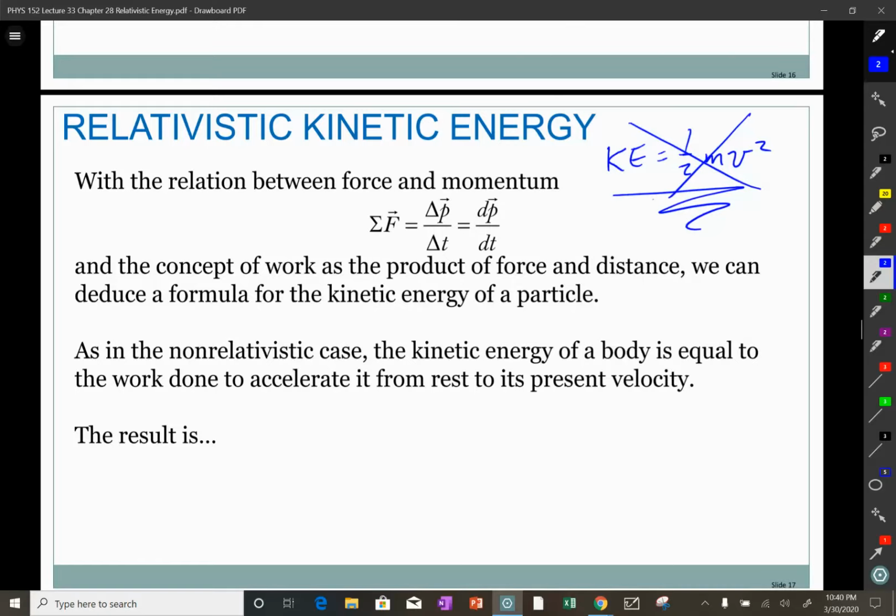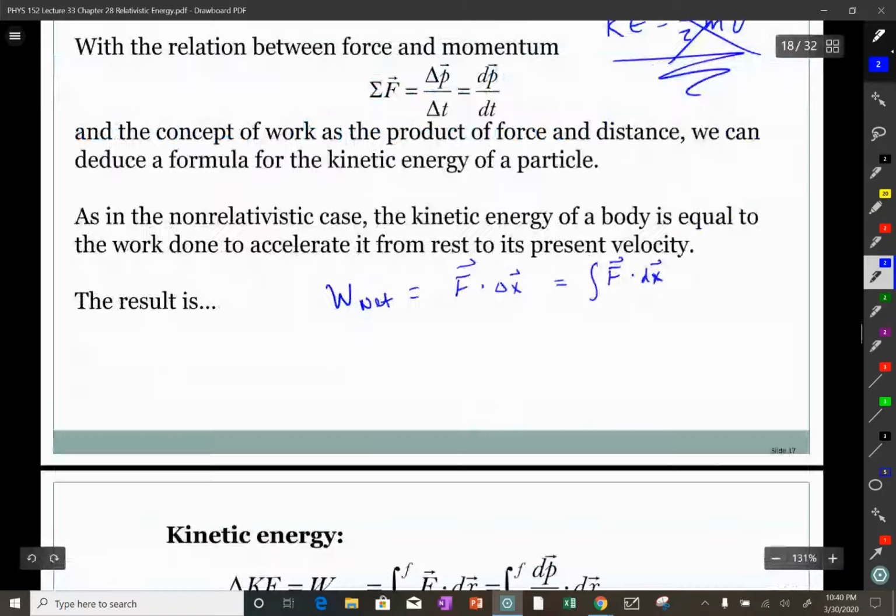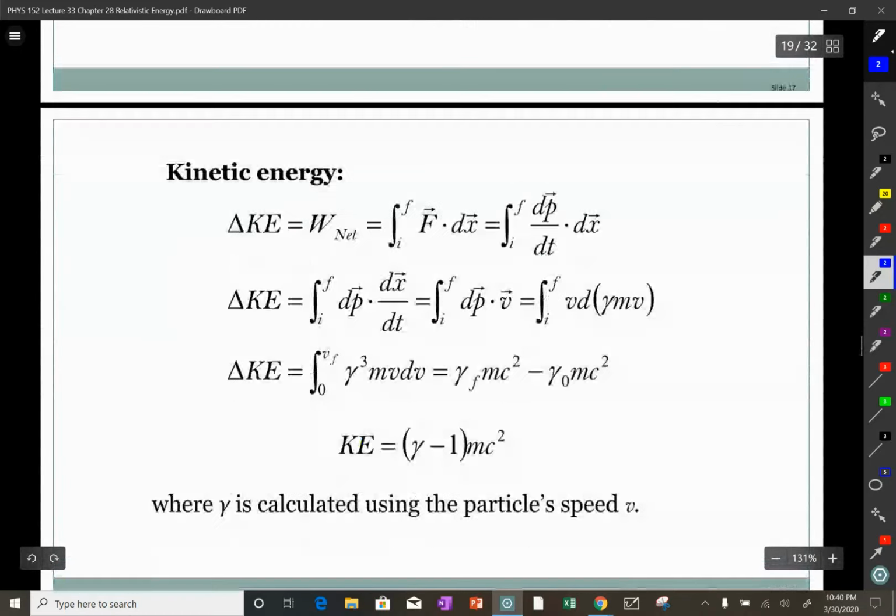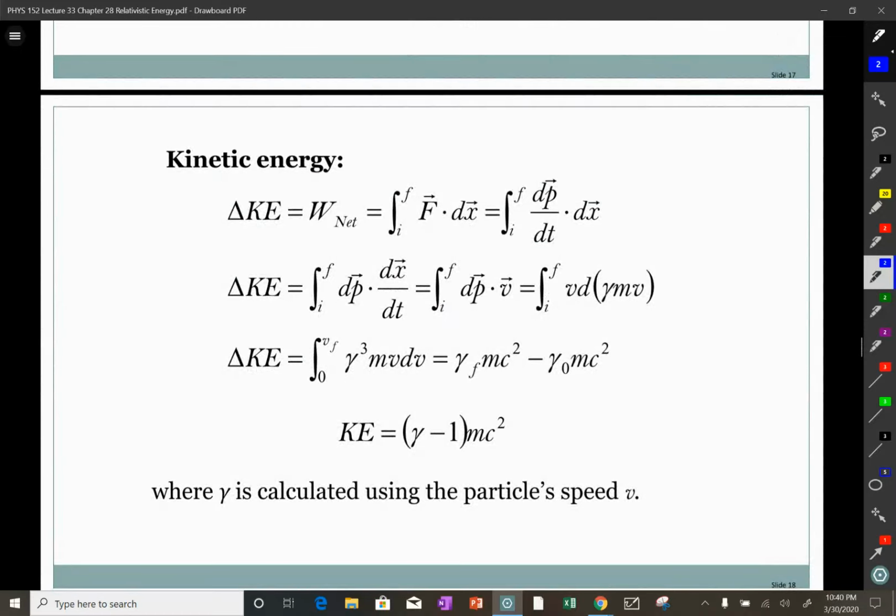So what do we do? Well, we start with the work-energy relation. The work-energy relation was that the net work was equal to force dot delta x. Or if you wanted to be more careful and do it correctly, you had F dot dx and you integrated. Of course, this isn't a calculus class, so the integral of force dot dx is not something that you need to do. But here's the work, just showing the calculus steps.